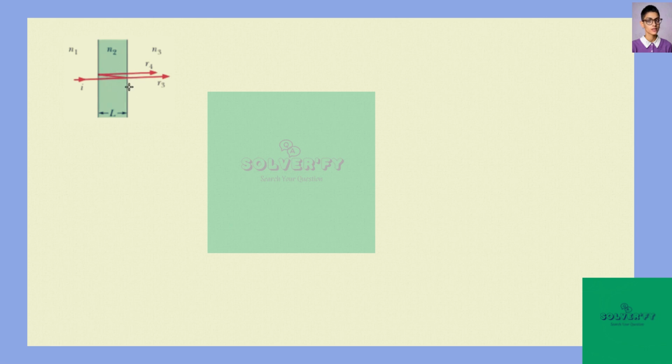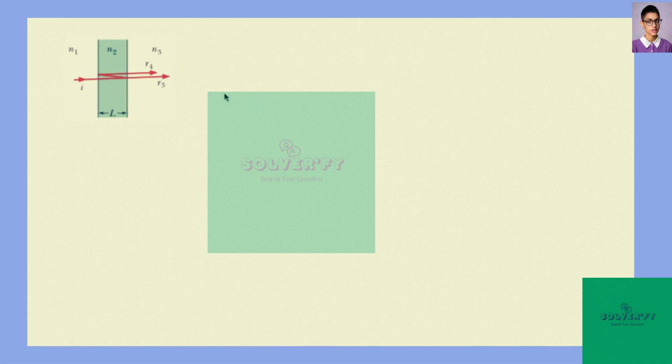They want us to find which wavelengths of visible light will result in a complete constructive interference between these two rays, which means that the extra distance traveled by this second ray here, labeled R4, will have to be some integer multiple of the wavelength of the light.